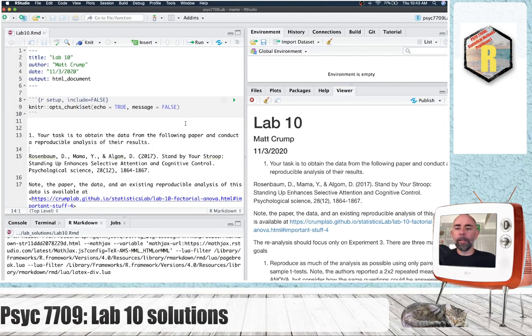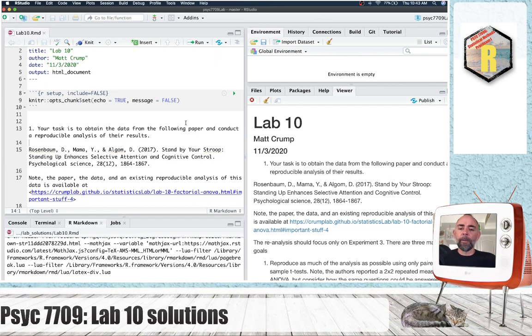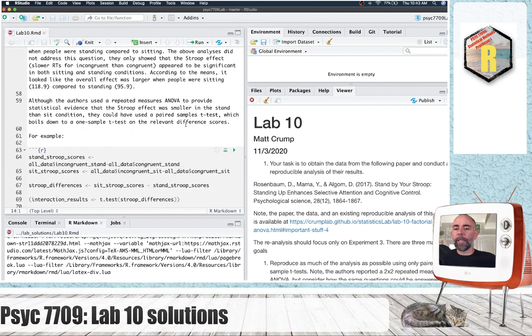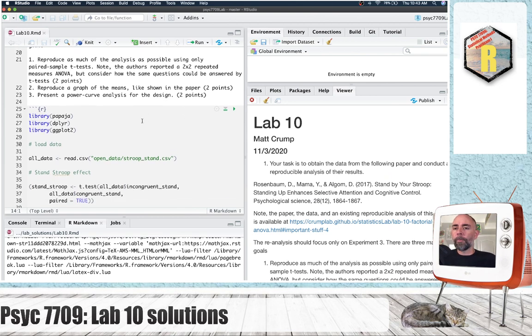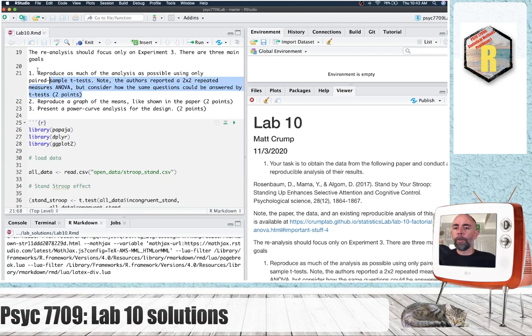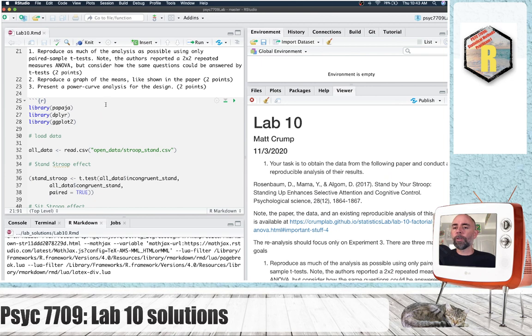And I've already got an RMD set up for this. And I've completed the lab. I'm going to walk through the code. The code will be linked to as a solution in the main materials. So first of all, I want to reproduce as much of the analysis as I can using only paired sample t-tests. So the first code chunks will do that.